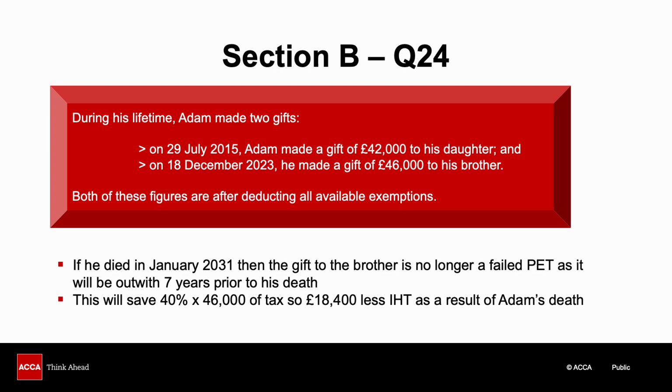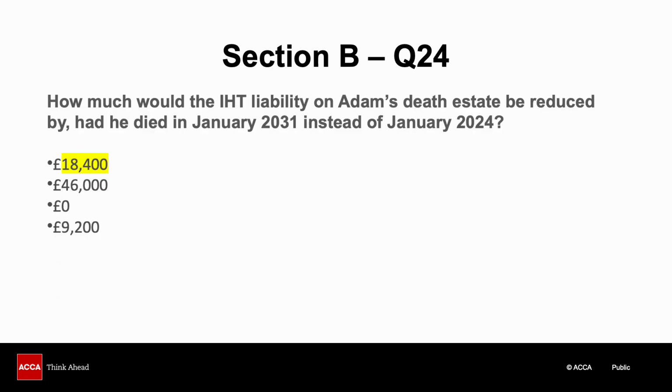So £18,400 less inheritance tax is going to be due as a result of Adam's death if he dies in 2031. So the answer therefore is 18,400, which hopefully you got. If you didn't, then it's possible that you used the lifetime tax rate of 20% instead of the death tax rate of 40% when working out the tax saving. Or you perhaps just thought there was no tax saving achieved by this at all.